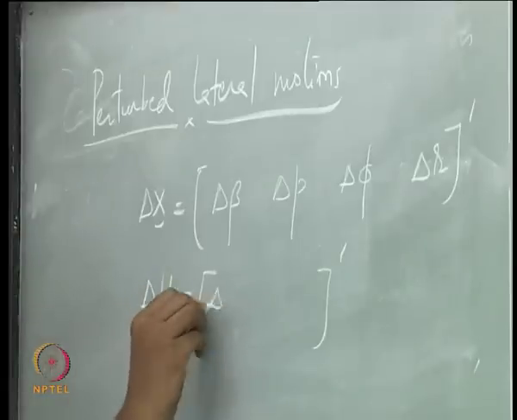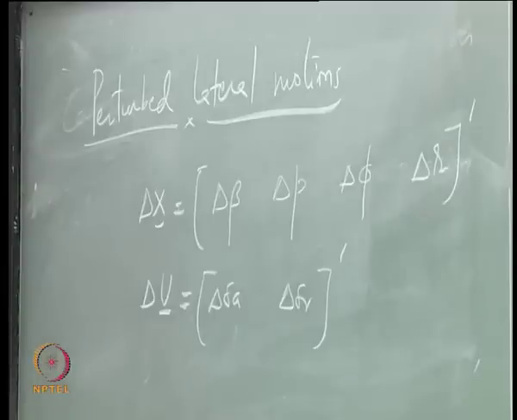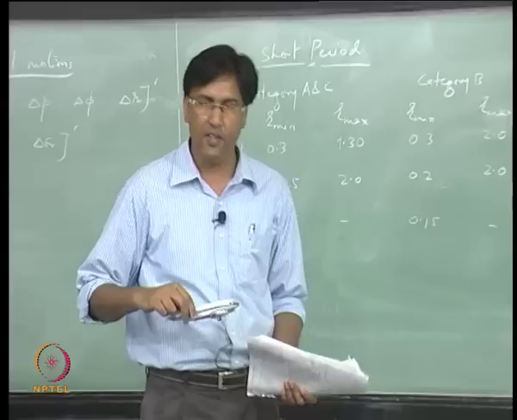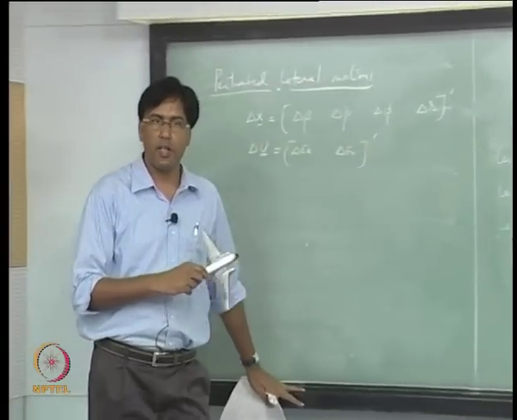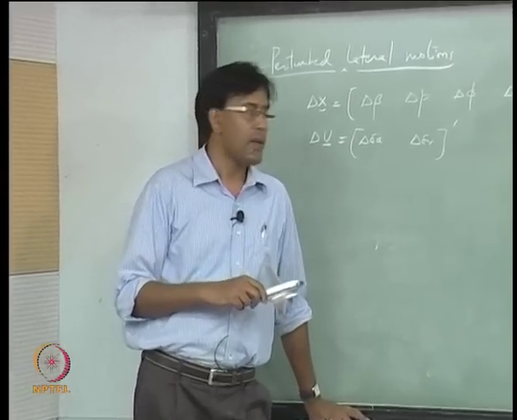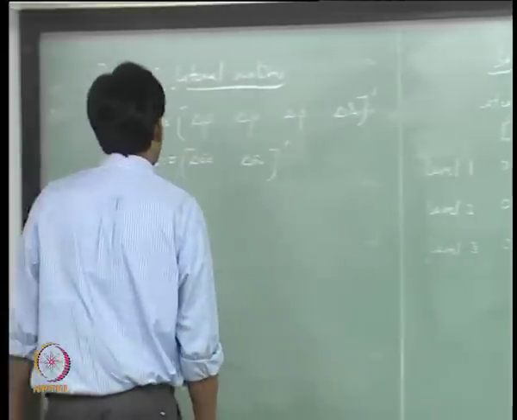and the control vector consists of perturbation in aileron and perturbation in rudder. So we are looking at longitudinal and non longitudinal dynamics as completely decoupled, and that will happen only in this particular flying condition. If you are talking about, let us say, a level turn, then it may not be decoupled.